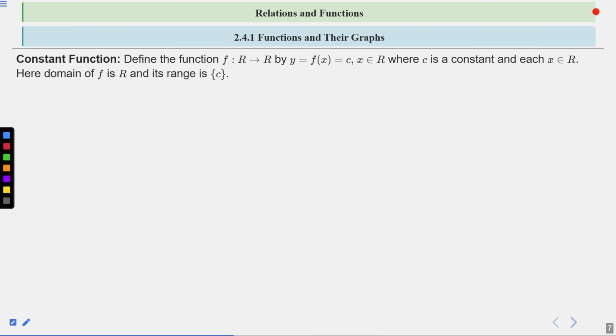So here domain is the complete set of reals R, but in this case the range of this constant function is going to be what? This singleton set {c}, because every element of my domain is associated to only a single element, which is c, some constant.